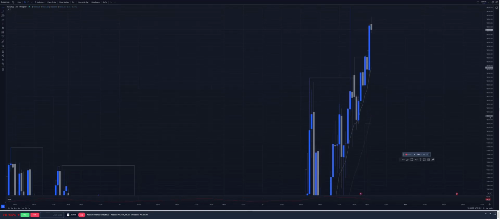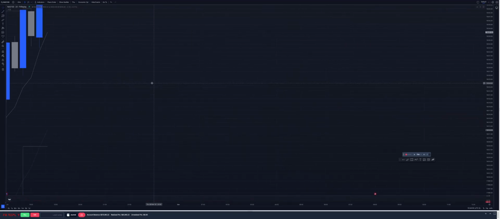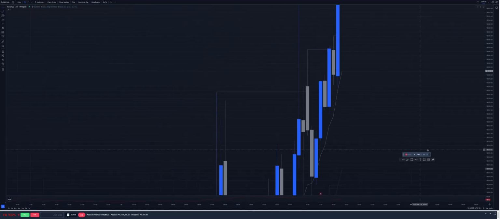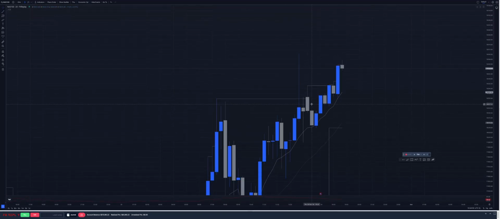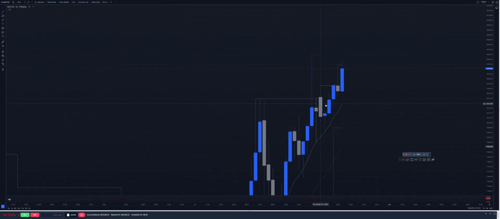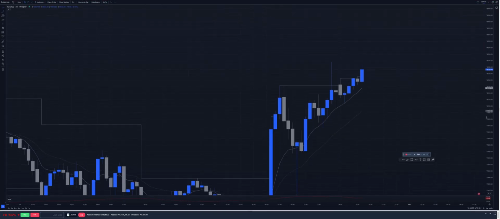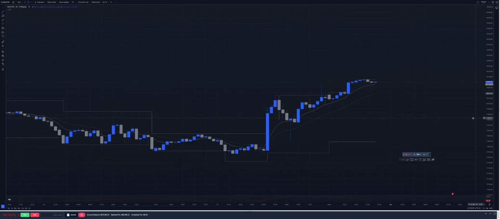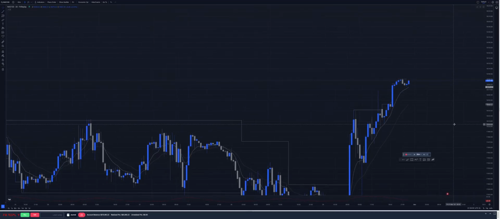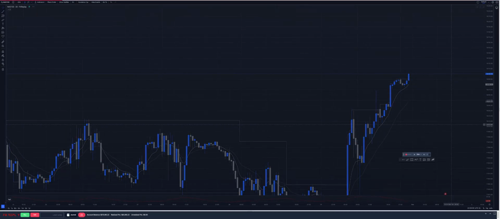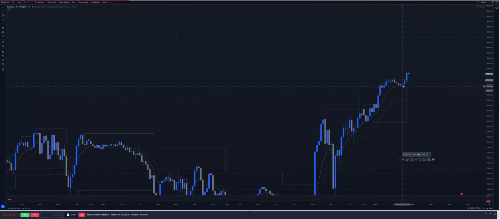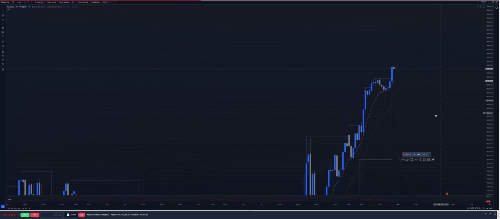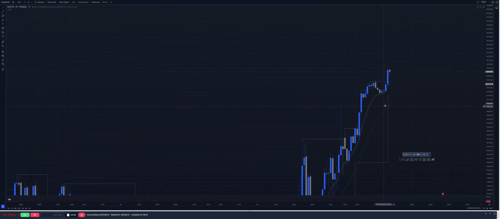Let's see. Yeah, the only valid entry would have been on the 30-minute, and actually no, nothing. Only valid entry probably would have been this one, and that's not very valid. So I'll give it time to kind of do whatever it needs to. Probably the 20 minutes gonna be cleaner. Yeah. So to be honest, 20-minute entry right here would have been fantastic.